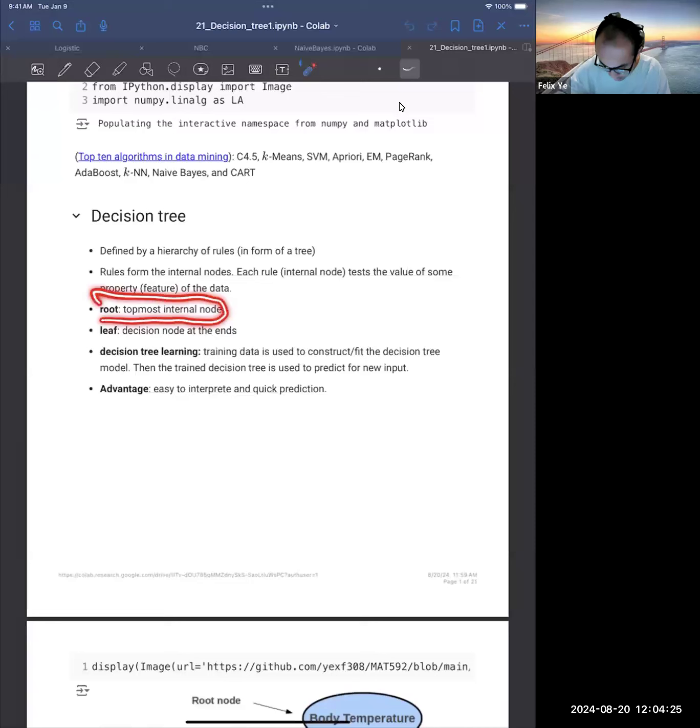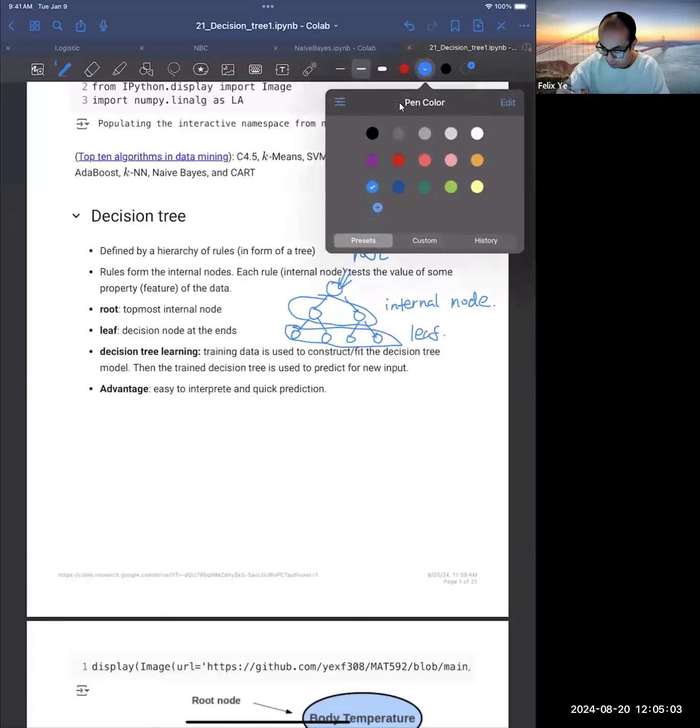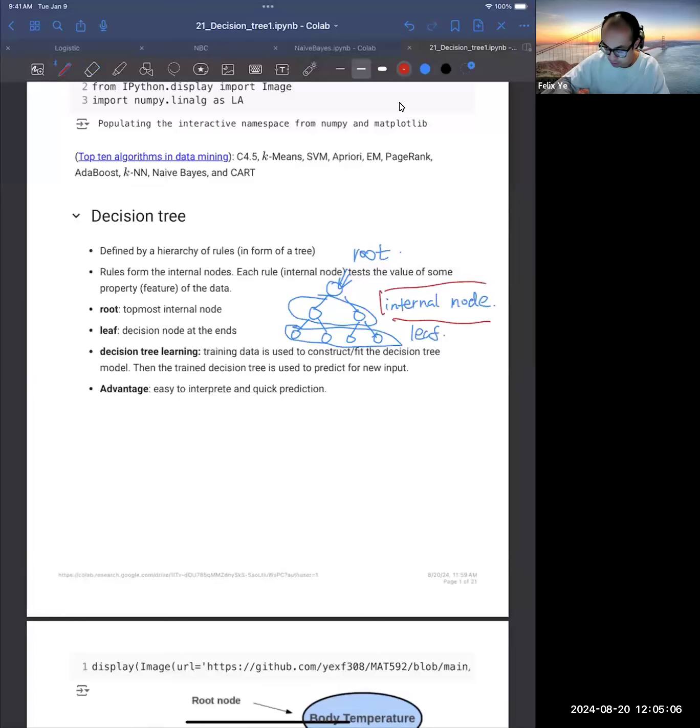The root is the topmost internal node. It's a tree, so this will be the root. You can think about the trees as like this. So here is the root. The decision tree node at the end of these, right here, is the leaf. Everything in the middle right here is an internal node. So this just gives you the different parts of the definition of a tree.